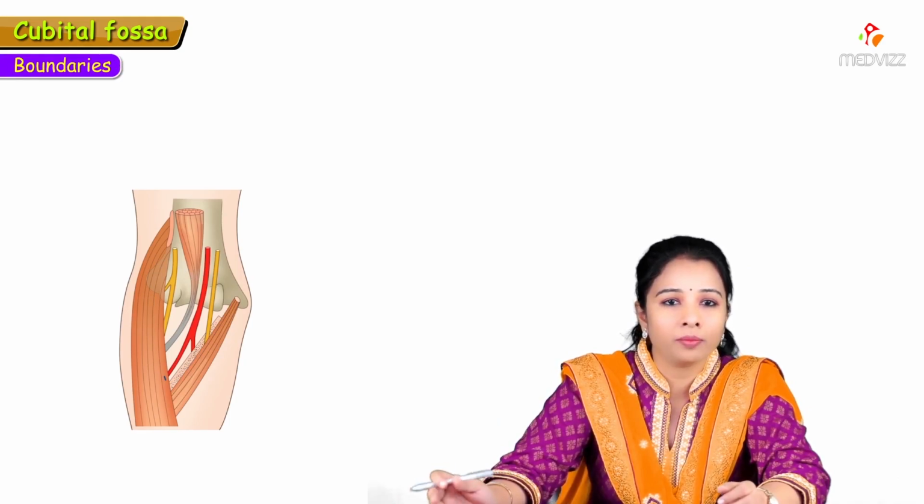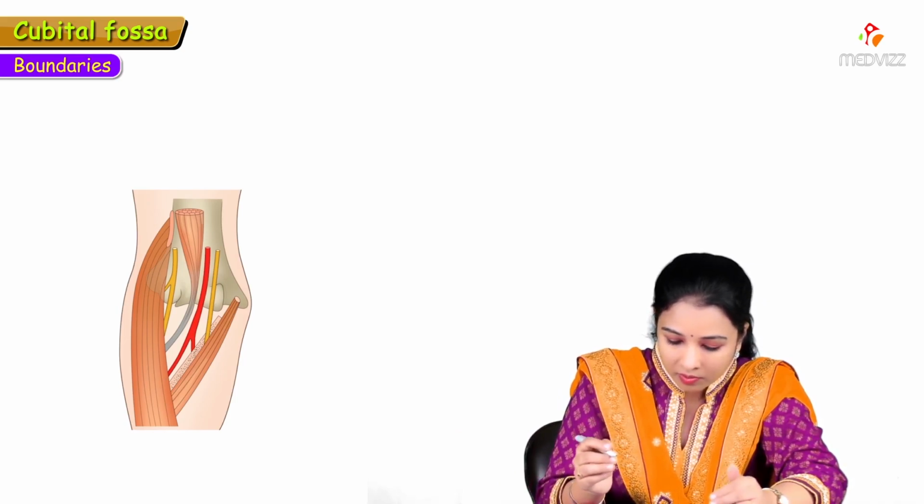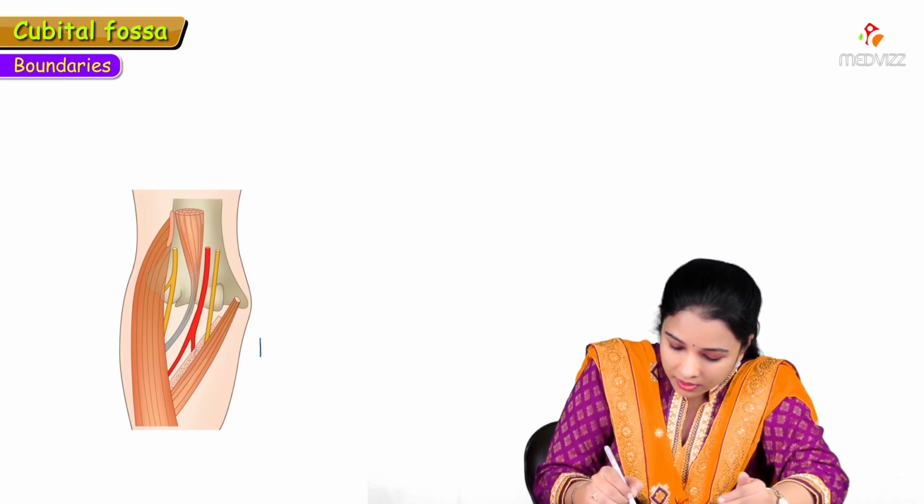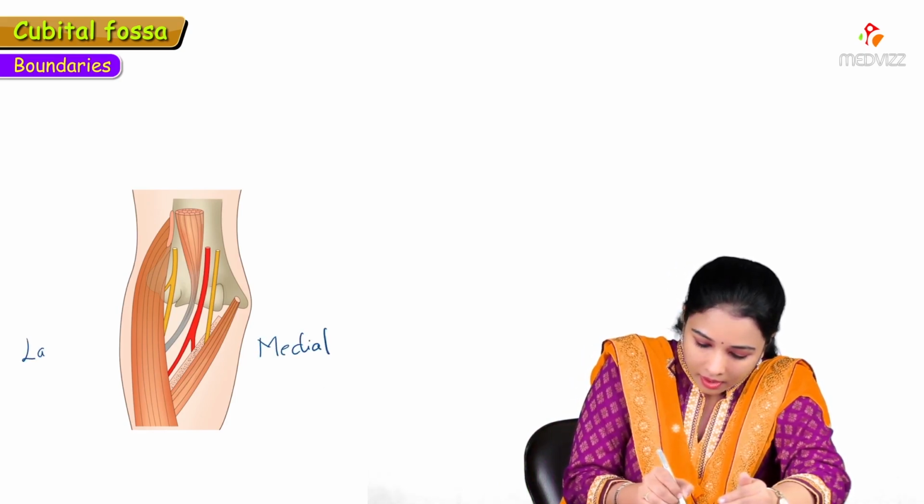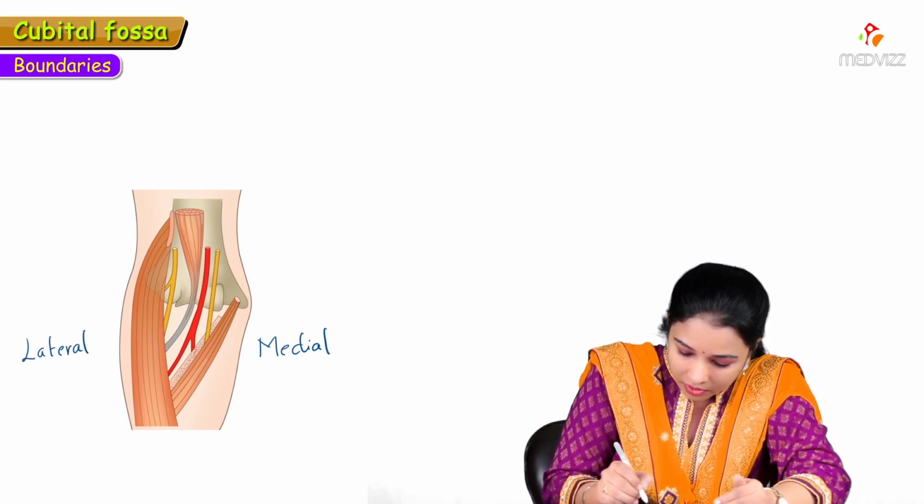Let's see the boundaries of cubital fossa. It has got the medial boundary, lateral boundary, base and apex. The medial boundary, it is formed by, so first we have to see which is medial, which is lateral. So this is medial and this is the lateral side of the forearm, and we have to try to label this.